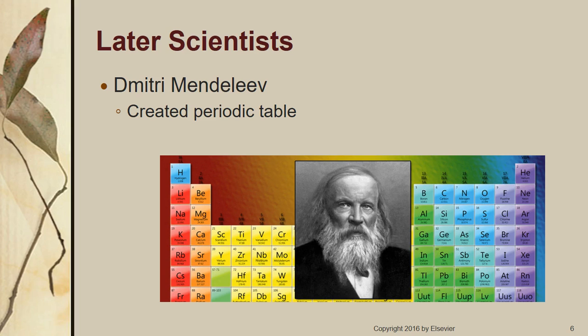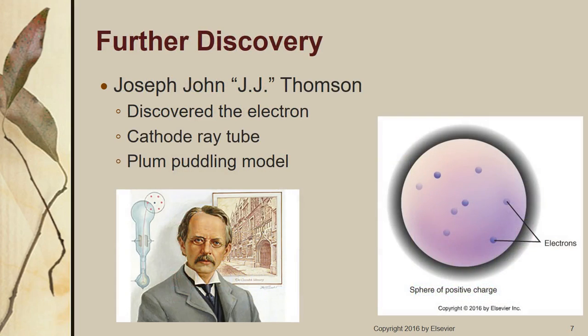Then the next scientist that we had is Joseph John, or J.J. Thomson. He discovered the electron in 1897. Okay, y'all get that? In 1895 is when Wilhelm Conrad Röntgen actually discovered the X-ray. So Thomson discovered the electron in 1897, which was a little bit after that.